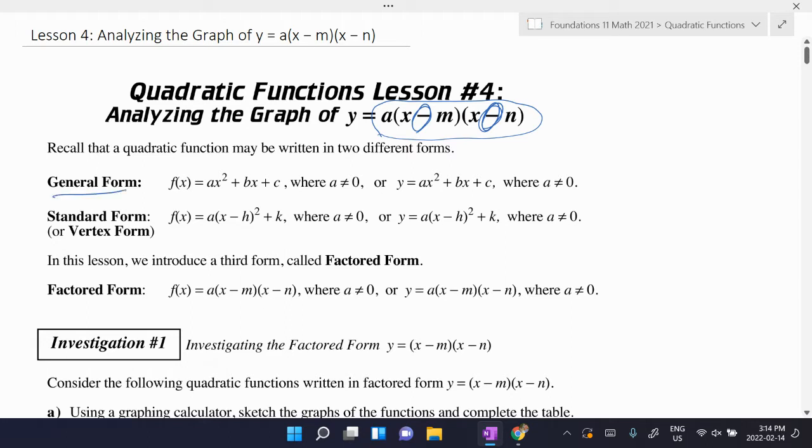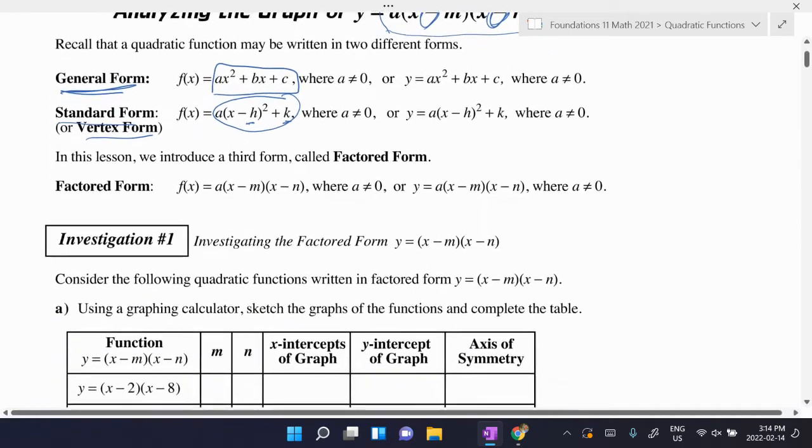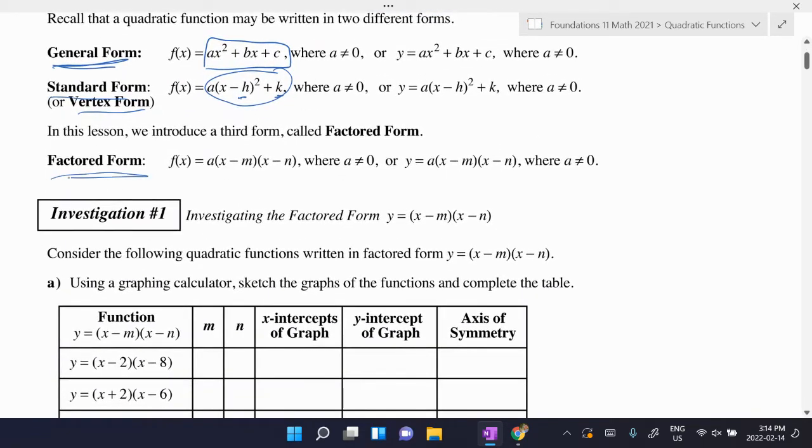Okay, so we have general form, ax squared plus bx plus c. Standard or vertex form, a times (x minus h) squared plus k, where your (h, k) is your vertex. And now, today, we're going to look at factored form, okay? And this is the form that it's in.